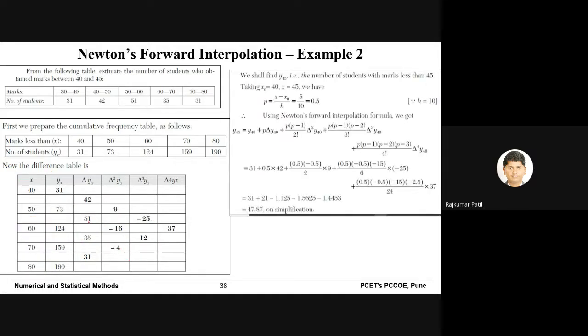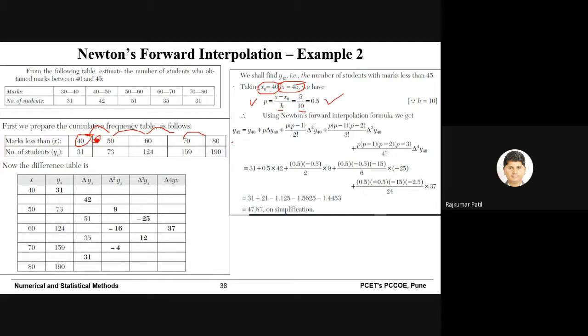Now next is to select the suitable values from the table, and along with that you can also take the value for x0. X0 is 40, that is the initial value. X is 45, in which we are interested, which is somewhere between 40 and 50. And by using that we can calculate the value of P. So X is 45, X0 is 40, and H is 10. The difference between any two successive values is 10, so you can calculate the value of P as well.